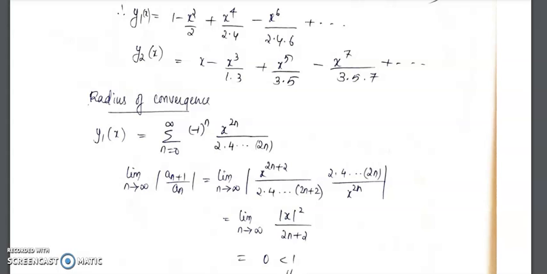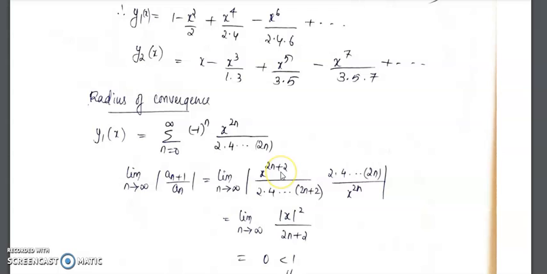Now let us look at the radius of convergence for these two power series. So you have y1 equal to summation n equal to 0 to infinity, minus 1 whole raised to n, x power 2n by 2 into 4 etc. 2n. So when you take limit n tends to infinity, mod a_(n+1) by a_n. So we'll get limit n tends to infinity.